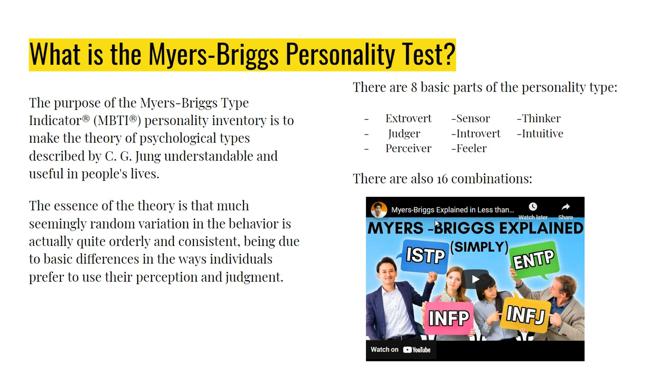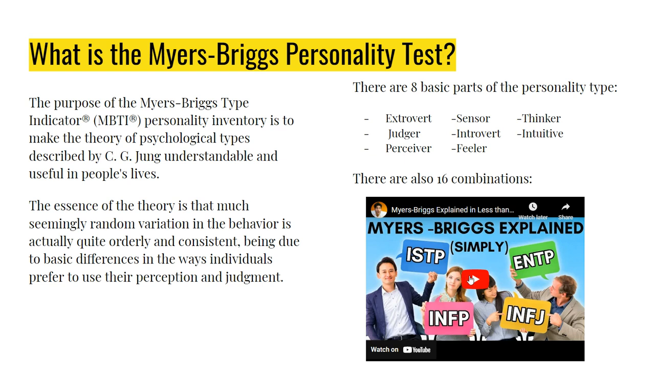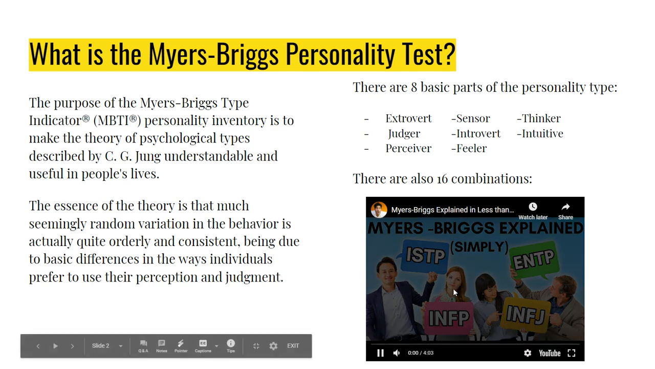Take a look at this video and it tells you exactly what you need to know. I'm going to show you just a little bit so you can understand what extrovert, judger, perceiver, sensor, introvert, feeler, thinker, and intuitive are.